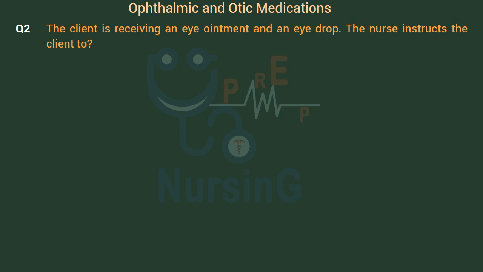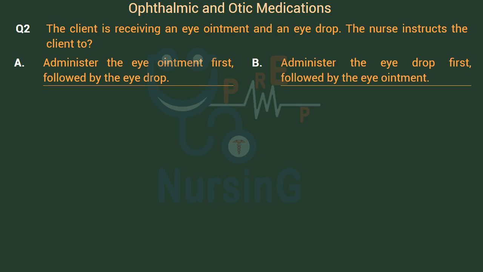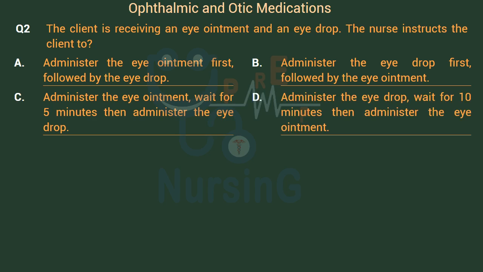The client is receiving an eye ointment and an eye drop. The nurse instructs the client to: Option A. Administer the eye ointment first, followed by the eye drop. Option B. Administer the eye drop first, followed by the eye ointment. Option C. Administer the eye ointment, wait for 5 minutes, then administer the eye drop. Option D. Administer the eye drop, wait for 10 minutes, then administer the eye ointment.